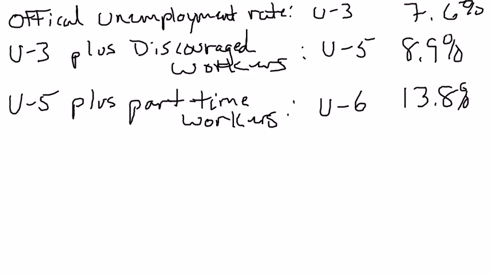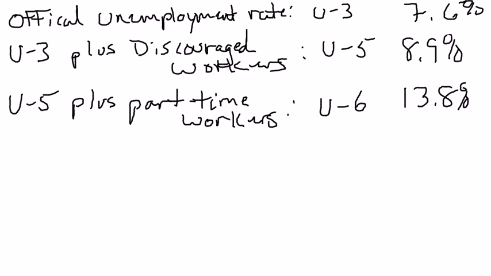Well, this U6 measure of unemployment is the U5 measure plus all workers who are working part-time due to economic reasons. So these are workers who work part-time but would really prefer to work more hours. And if you take a look at that measure, the unemployment rate in March 2013 was 13.8%. So it was substantially higher than the official unemployment rate, about double. Okay, not quite double, but getting pretty close to double the official unemployment rate measure.